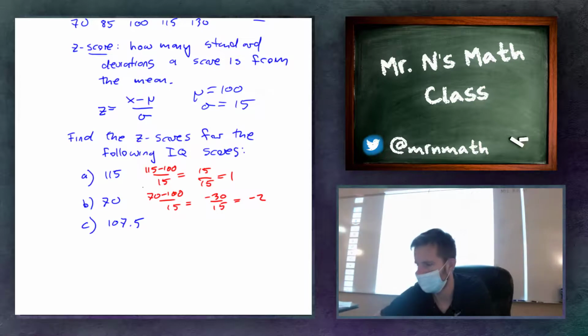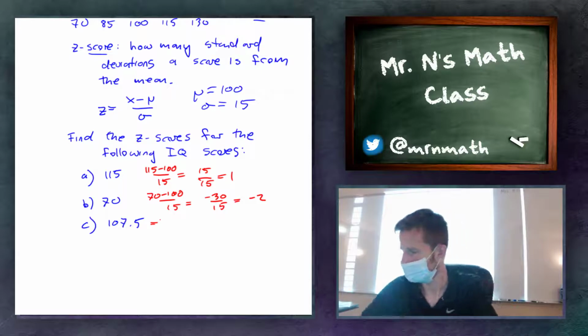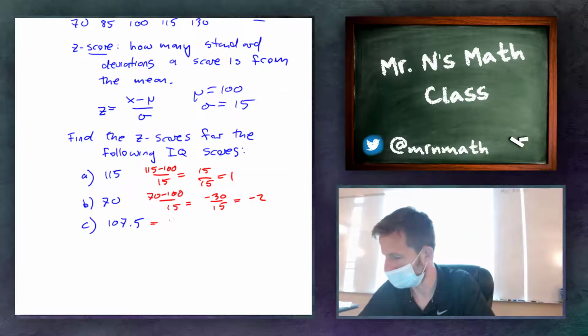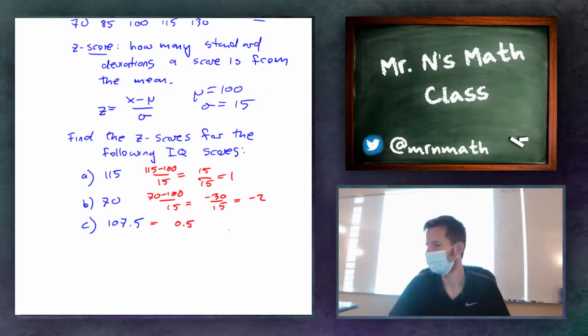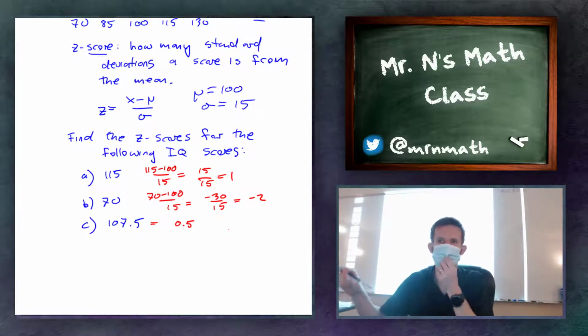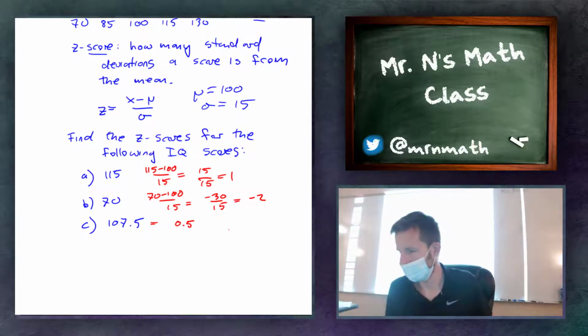All right, what about 107.5? Sounds like a radio station, not an IQ. So 0.05? 0.5. So that's a standard deviation. So that is, someone is 1/2 of a standard deviation to the right of the mean. Right? So when do z-scores become important?